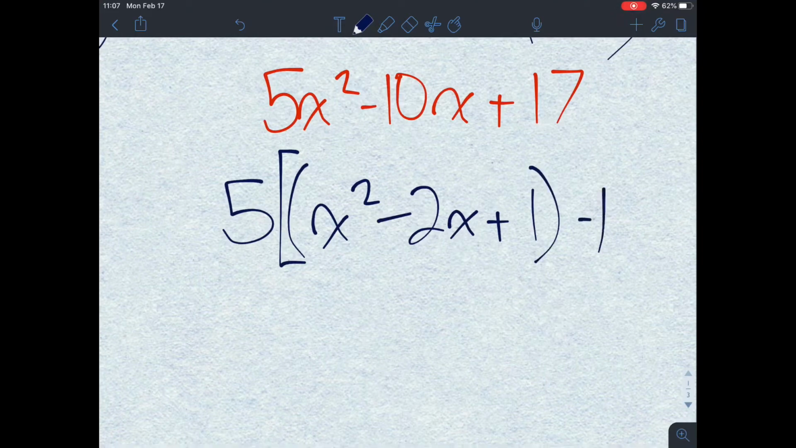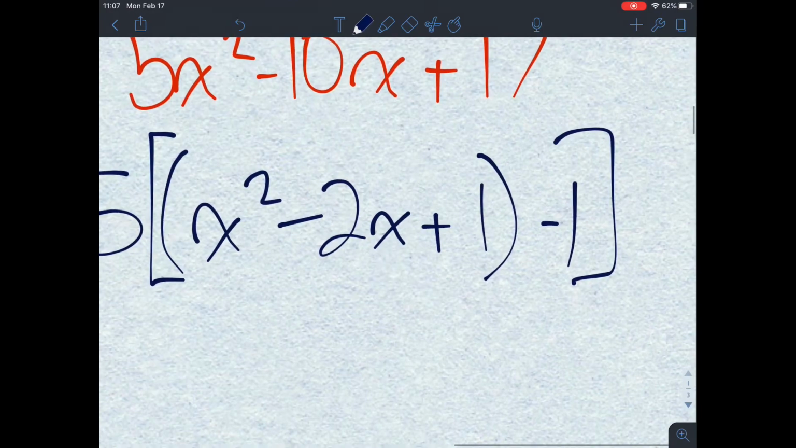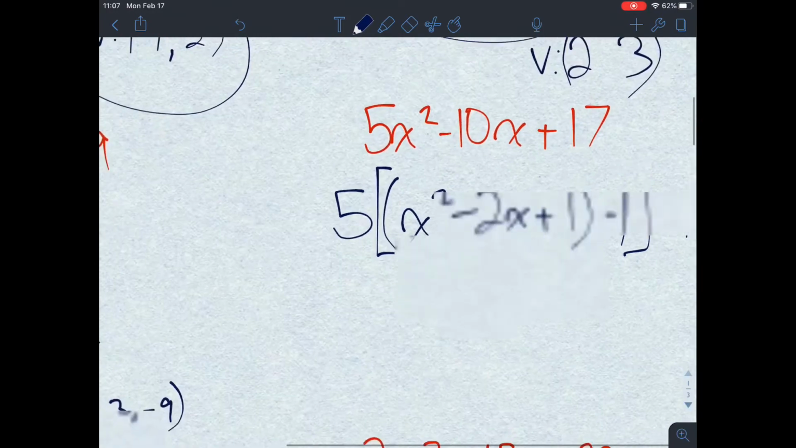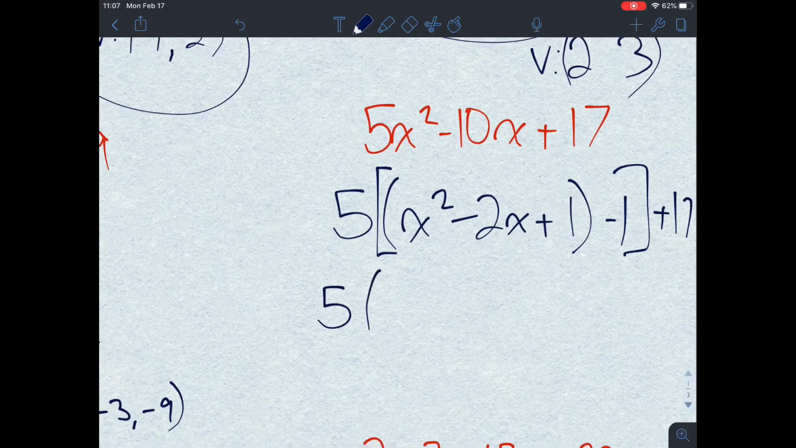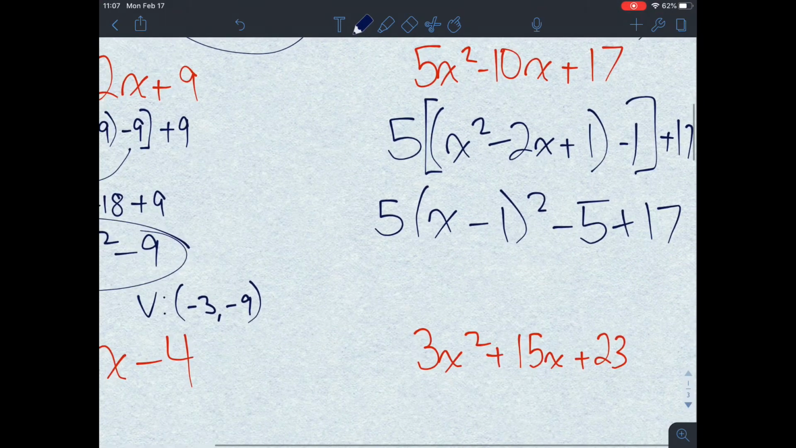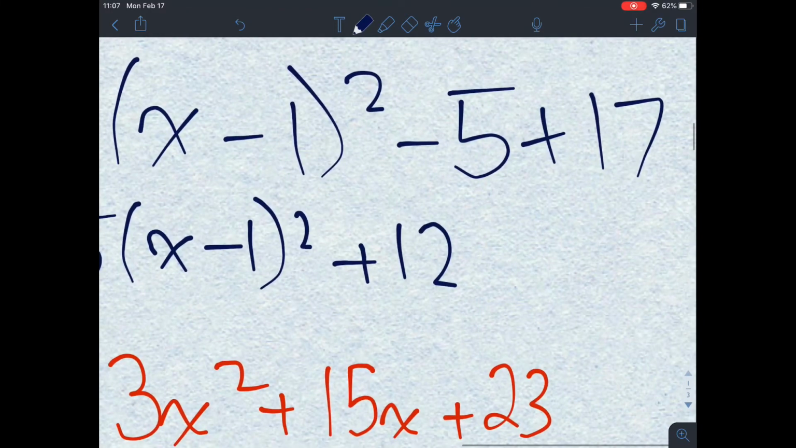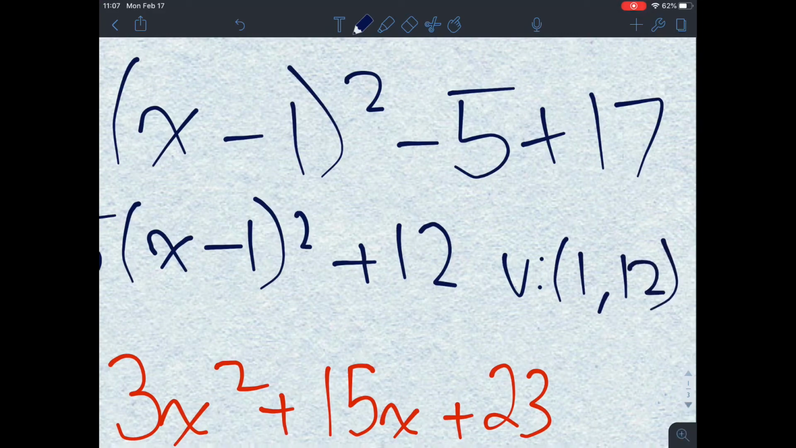And then subtract the 1 from here, and plus 17. So when we rewrite this, we'd have x minus 1 squared when we distribute it, then minus 5 plus 17. So it would be 5 times x minus 1 squared plus 12. So our vertex would be 1 and 12.